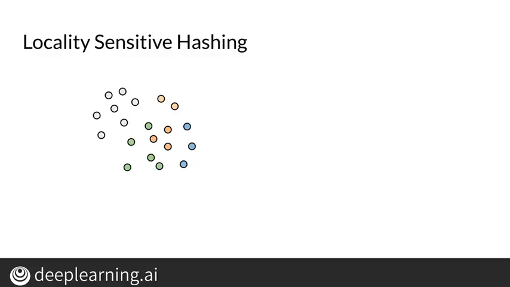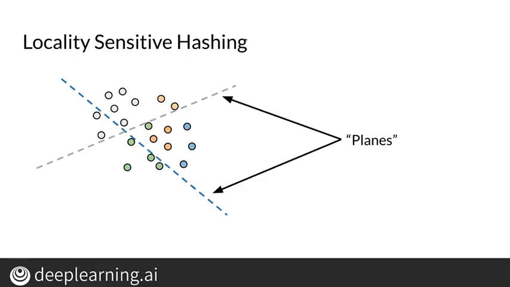So let's say you want to find a way to know that these blue dots are somehow close to each other, and that these gray dots are also related to each other. First, divide the space using these dashed lines, which I'll call planes. I'll explain why I call them planes in a bit.